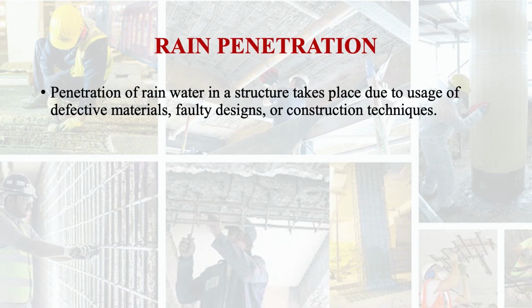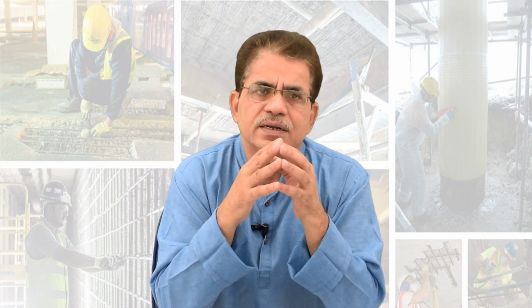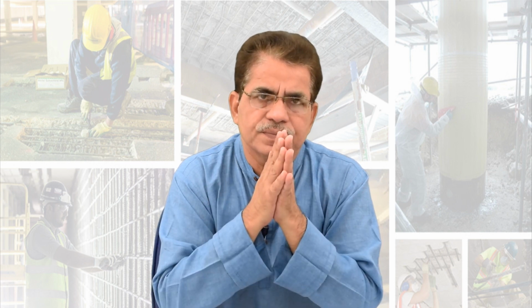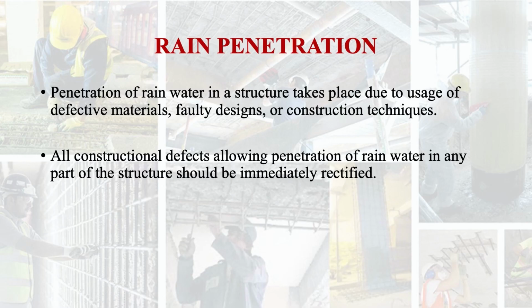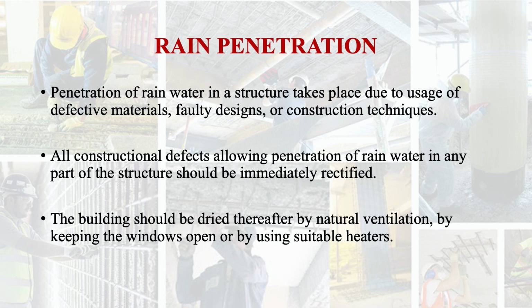Then next is rain penetration. Penetration of rainwater in a structure takes place due to usage of defective materials, faulty designs, or construction techniques. If construction technique is faulty, then rainwater will penetrate. All constructional defects allowing penetration of rainwater in any part of the structure should be immediately rectified. The building should be dried thereafter by natural ventilation, by keeping the windows open, or by using suitable heaters.